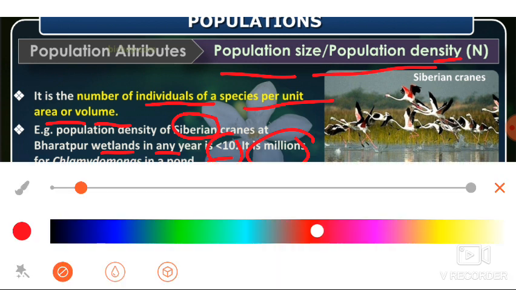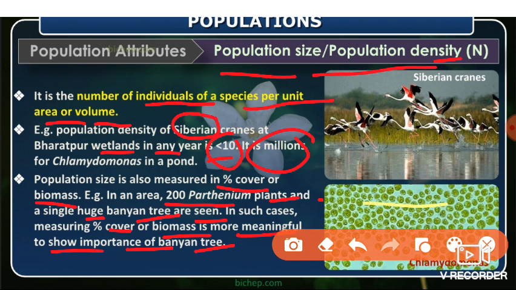For example, here you can take there is a land, there are an enormous number of Parthenium plants, around 200 Parthenium plants are there, and among these Parthenium plants only one big banyan tree is present here. We will not take the number of Parthenium or the number of these plants.